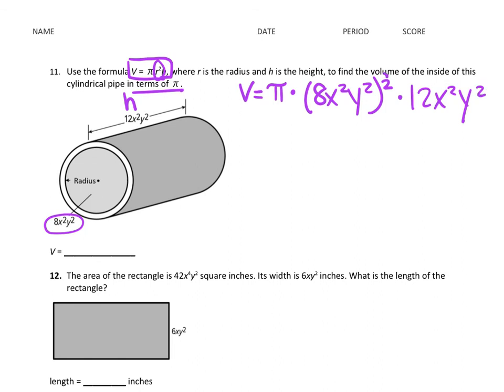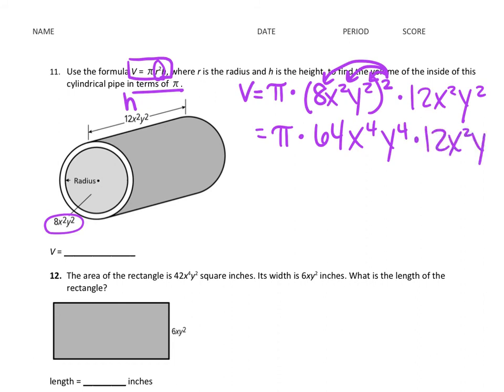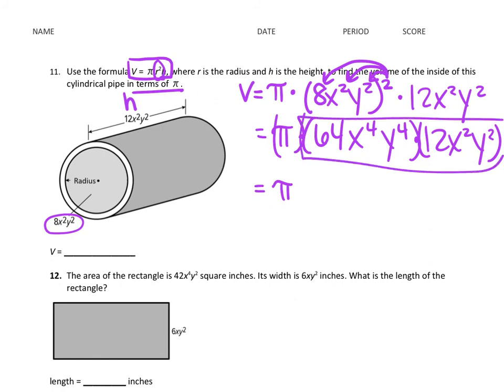Okay, so distribute, well, think of it like distribute the 2 to everything. And keeping my pi, so 8 squared is 64. X squared to the second is now x to the fourth. Same thing with the y. If it helps you to put parentheses around these instead, feel free. Keeping the pi. Okay, now I have this part that I need to deal with, so I multiply the numbers. So 64 times 12 is 768.